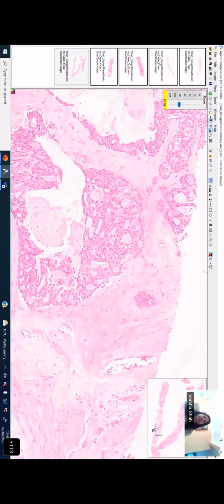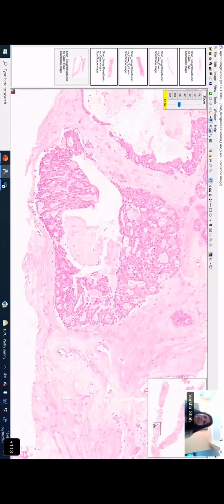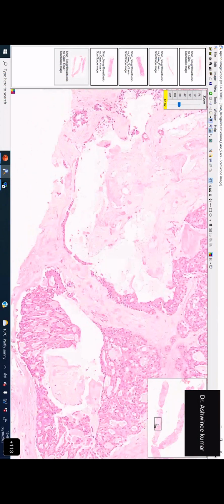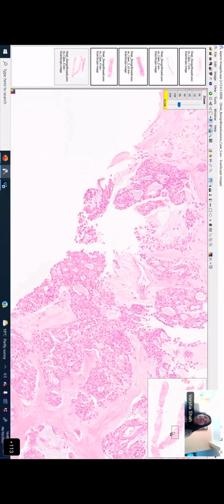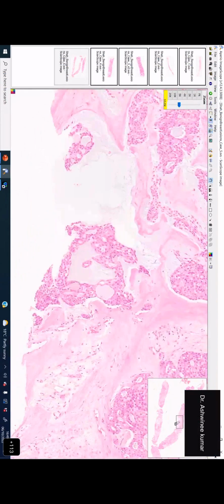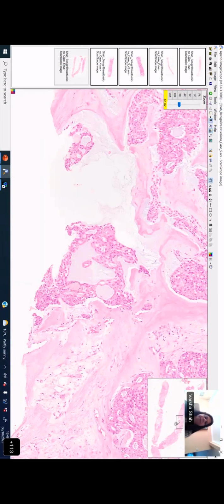So, my differential is apocrine adenoma. Second differential, atypical ductal hyperplasia with florid apocrine change. Sorry, I didn't hear the first one. What was your first diagnosis? Apocrine adenoma. Apocrine adenoma, okay.